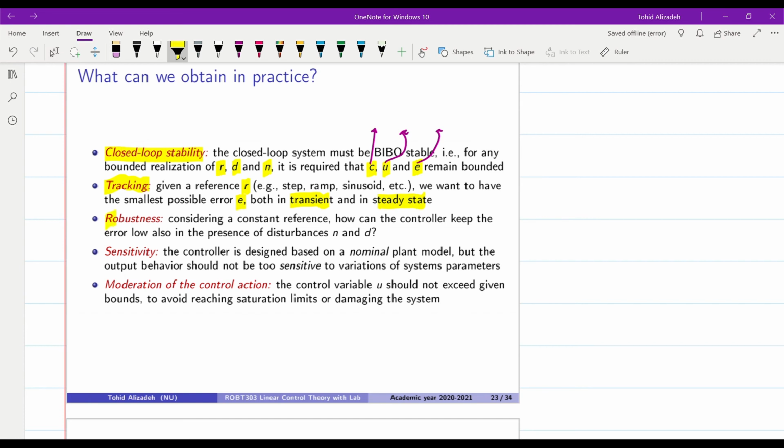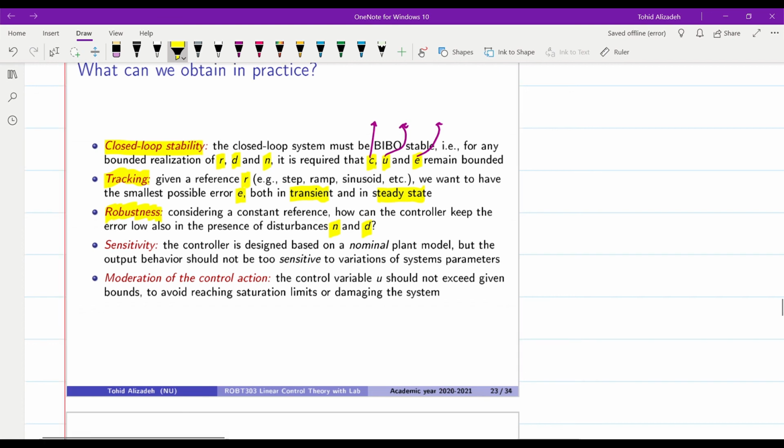The next point is regarding robustness. We want to have our output following the reference signal closely enough, even when there are noise and disturbance available. So the existence of the noise and disturbance should not affect the output signal greatly. We try to minimize their effect.